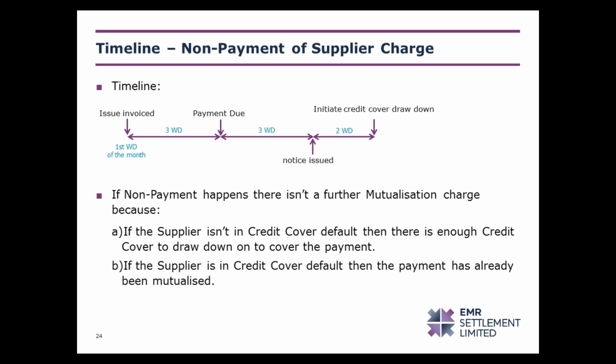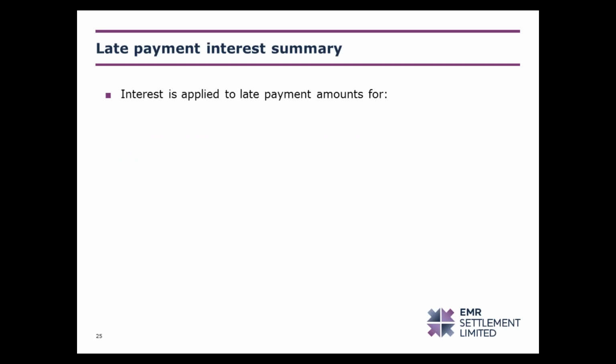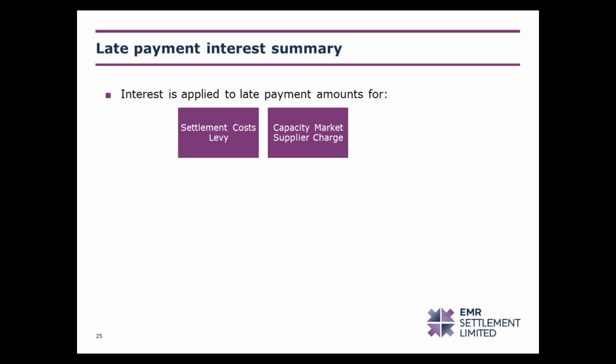So we've shown the escalating actions for mutualisation and the non-payment timeline. Now, just one bit to note before we move on is the late payment interest. Not only are there actions we take that affect the whole market, such as mutualisation, but the supplier that isn't complying will be charged late payment interest on the amount that is outstanding. That's applied to the capacity market supplier charge, the settlement cost levy, which we've already been invoicing for quite a while now, and any reconciliation amounts. So they all have late payment interest applied.